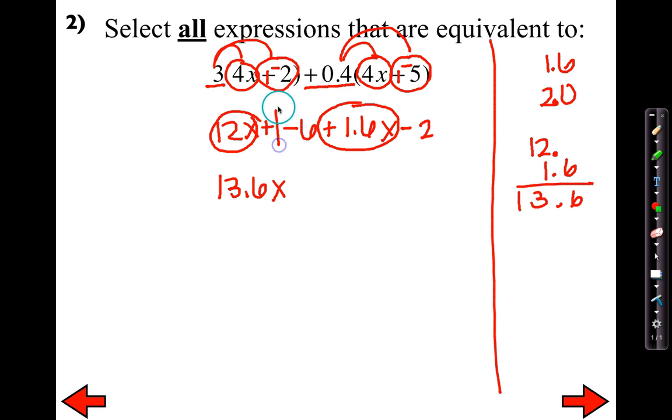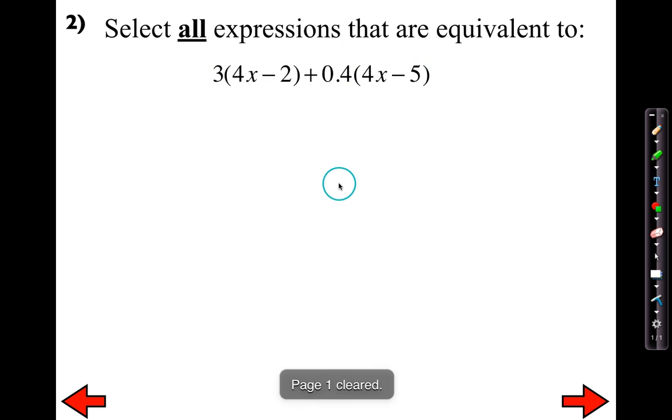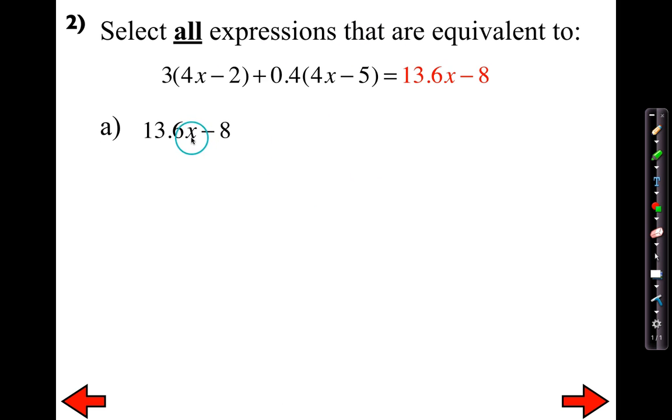We're going to combine the negative 6 with the negative 2, leaving me with a total of 8 negatives, so that's minus 8. So when I'm checking to see whether or not the expressions are equivalent to the original one, I want to see if they simplify down to something equivalent to 13 6/10 x minus 8. Okay, so for the first one, that is the option. Is it equivalent to 13 6/10 x minus 8? Obviously, since they're identical, they're obviously equivalent. So I'm going to easily select option A as being equivalent.